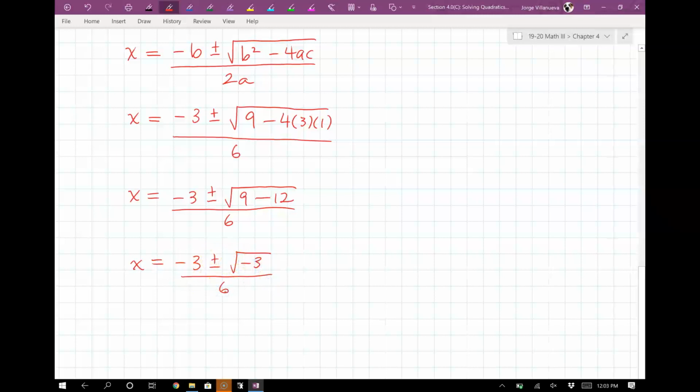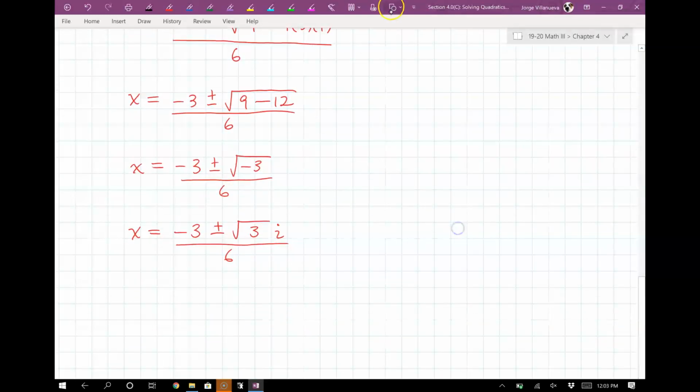There's no way I can simplify the radical 3 anymore. There's nothing I can do to it. But that negative inside, I can move it out and put an i instead, right? So the letter i. So I'm going to do that to finish off the problem. Negative 3 plus or minus the square root of 3i over 6. And that's my final answer here.